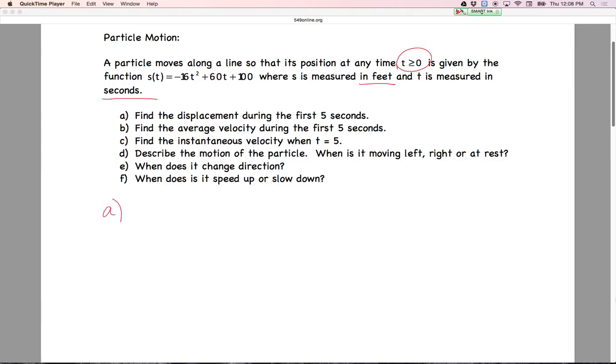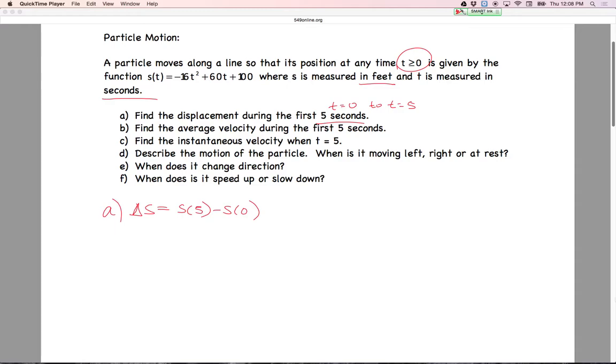How do we calculate displacement? Final minus initial. And they want from 0 to 5. So we're going to have to find what two things to calculate displacement? You're going to have to calculate s of 0 and s of 5. Which one's the end position? That's the 5. So we're going to have to go s of 5 minus s of 0. Now, if I don't do it in that order, it's not going to give me the direction of the displacement correctly. So you want to go end minus start.